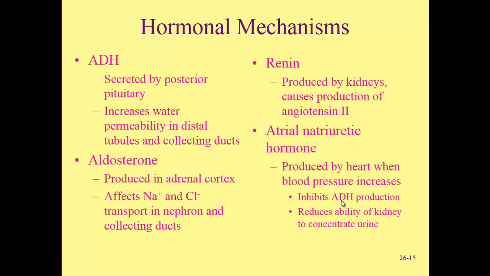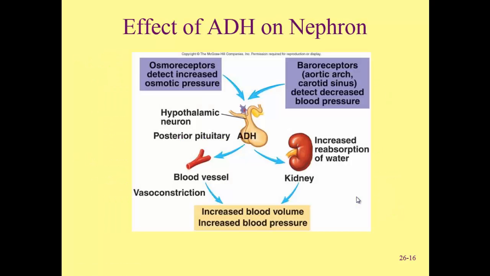So this is the only one of these two that acts to lower blood pressure. Aldosterone and renin will both increase blood pressure. So the kidneys are really important for blood pressure. We have these different receptors for ion or solute concentration and pressure that influence ADH release via the help of the hypothalamus.